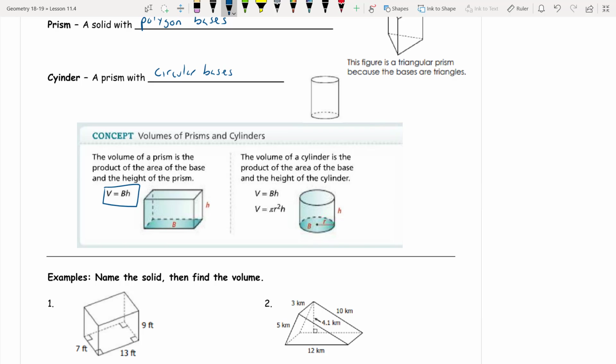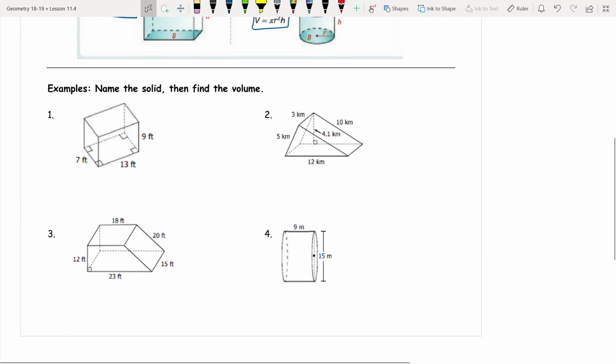Now, when it comes to a cylinder, it's the same formula. We just slip in that the area of a base of any circle is going to be pi r squared. So the formula becomes pi r squared times the height. So what you're going to have to do as you look through these examples is figure out what type of base do I have, and that will tell me how to figure out my area of the base.